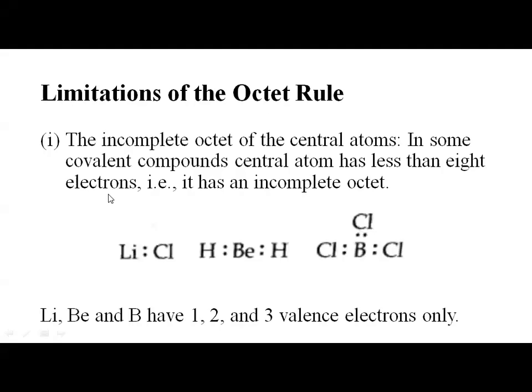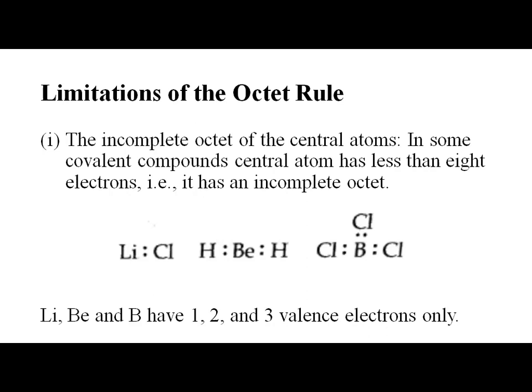Yes? Okay. Now limitations of the octet rule. So we have discussed what the octet rule is, right? All the atoms tend to have 8 electrons in the outermost shell. Why do they tend to have 8 electrons? So that they will have the stable inert gas configuration. That will be the stable configuration. So according to Lewis and Langmuir, that was the given understanding.